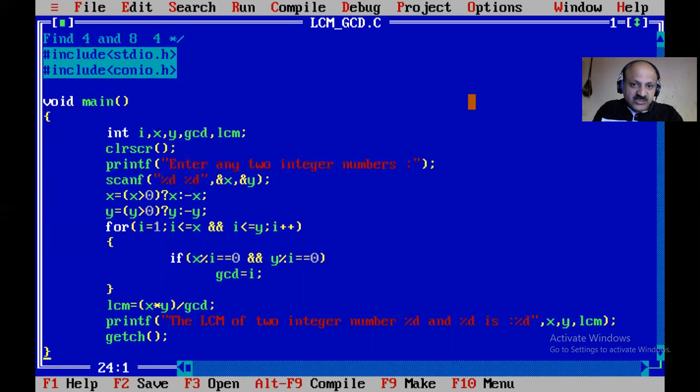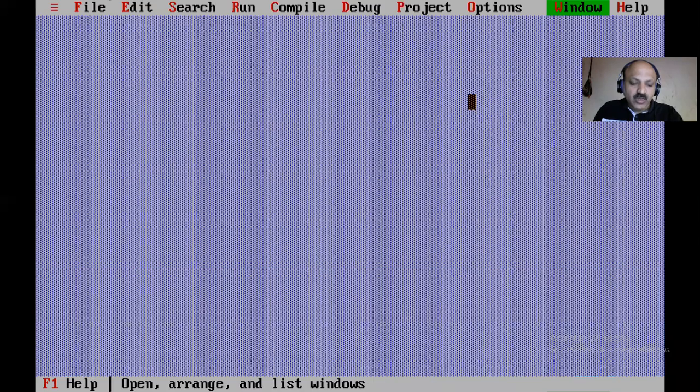So now I close this file, watch the output window, and quit.